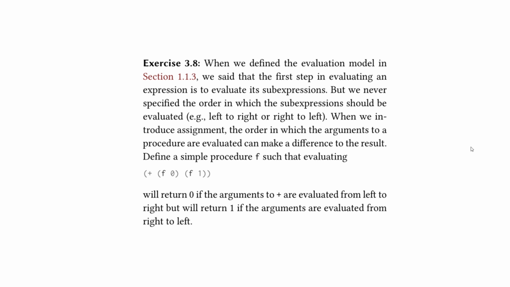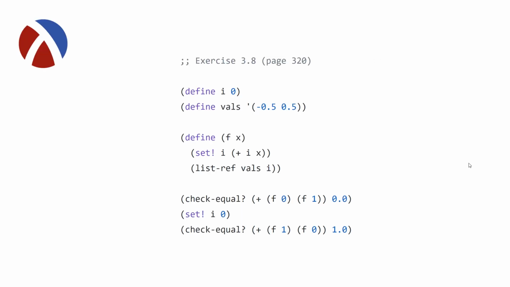So I'm interested to see what other people come up with for their solutions, but I was a bit tricky with my solution. I modified the integers to floating point numbers. But this is my solution. So I've got a global index i, and then a global list of values, vals, which is just -0.5 and +0.5.